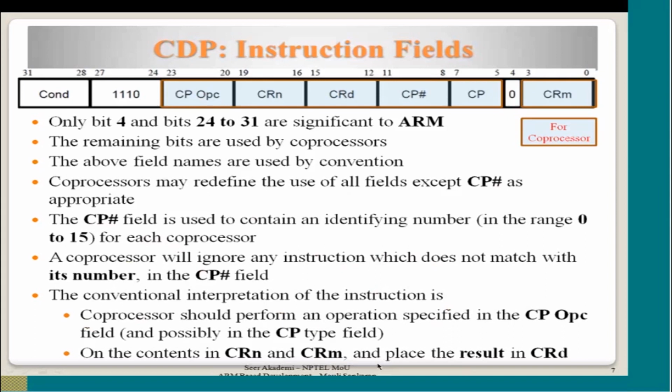Sorry, on the contents, the result is in CRD. That is the convention.